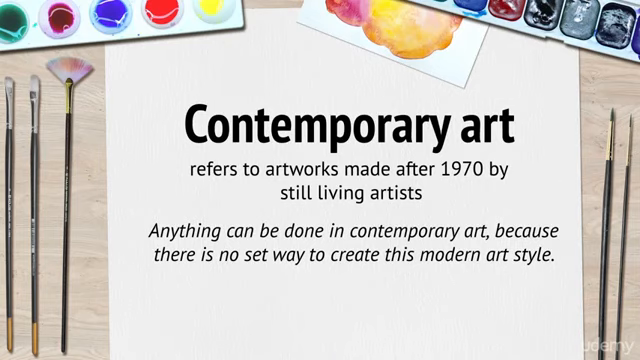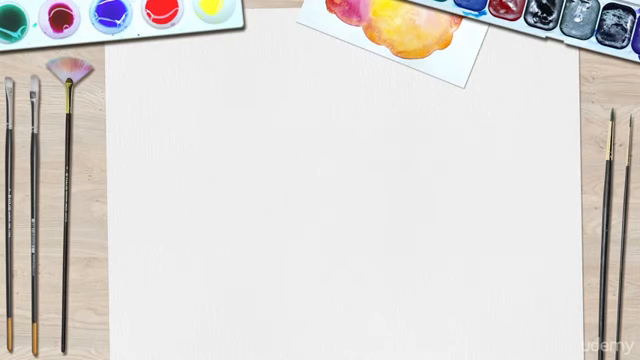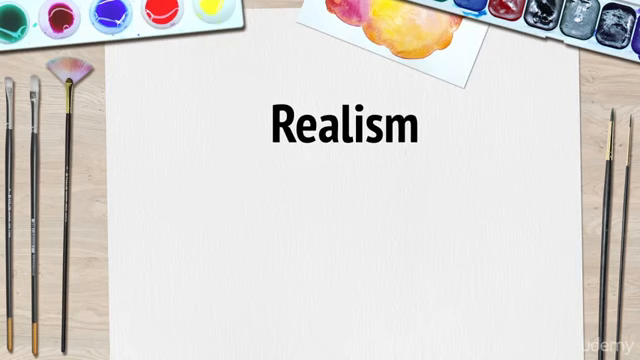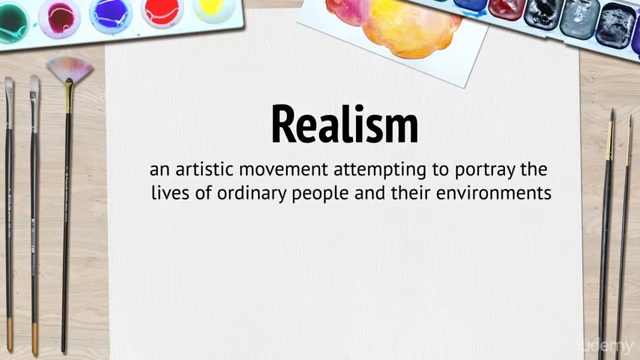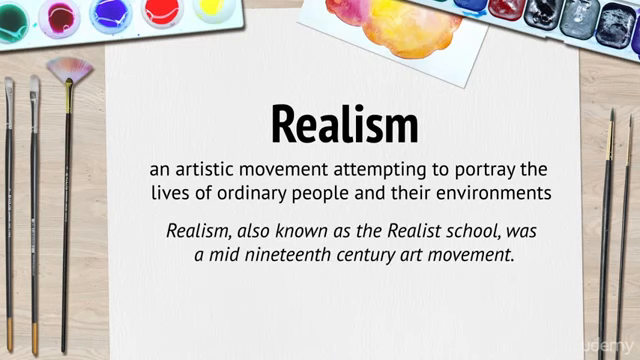Now, let's talk about which art styles exist. Realism, an artistic movement attempting to portray the lives of ordinary people and their environments. Example: realism, also known as the realist school, was a mid-19th century art movement.